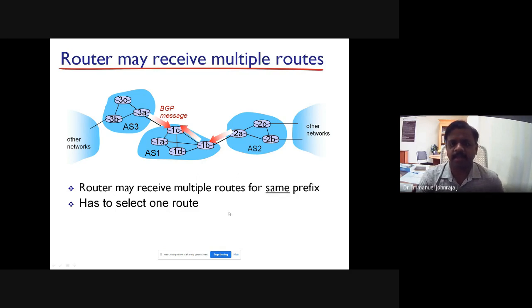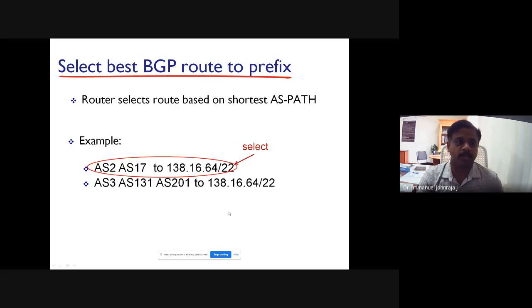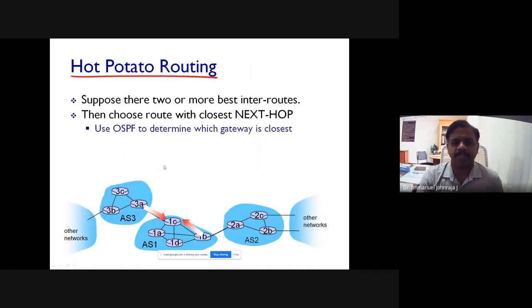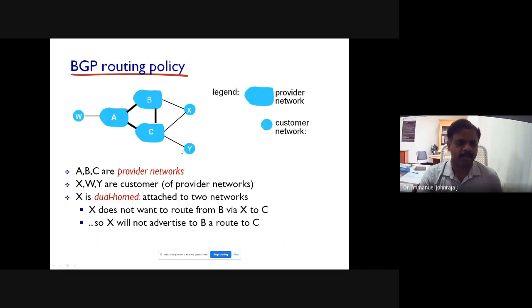Just as I have said, it may take multiple routes, but it has to select one. So the best path is selected based on the policy, and then based on the shortest AS path. Then comes hot potato routing. As I said, suppose there are two or more best inter-AS routes, choose the route to the closest next hop so that you can immediately hand over and get out of this. And the other major one is policy-based routing.